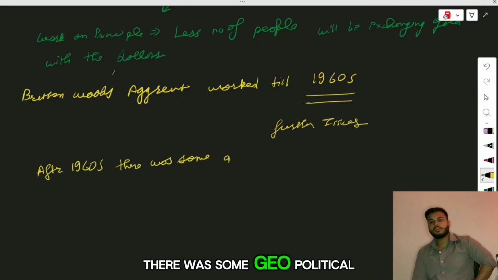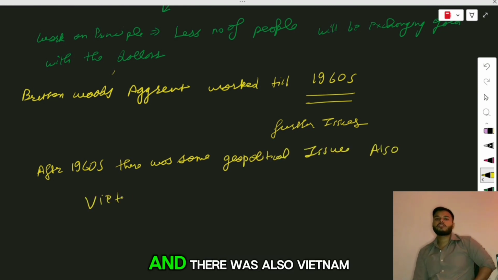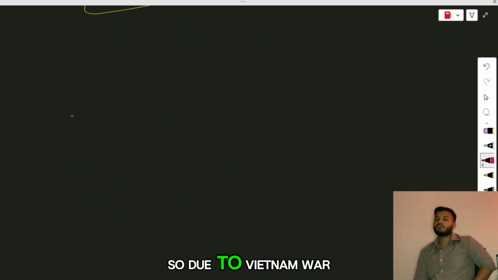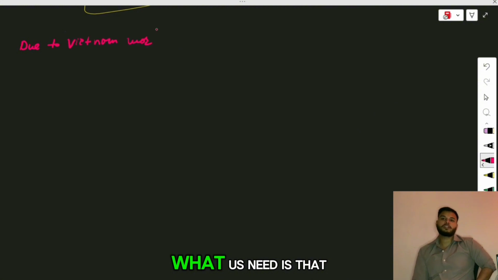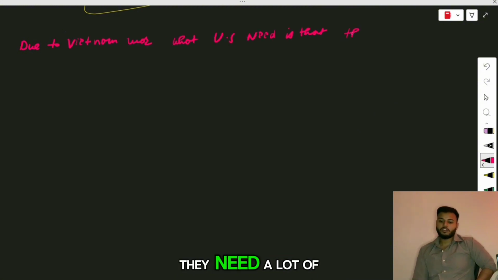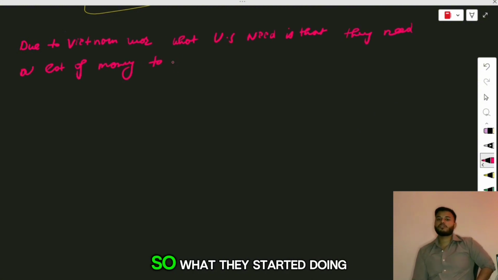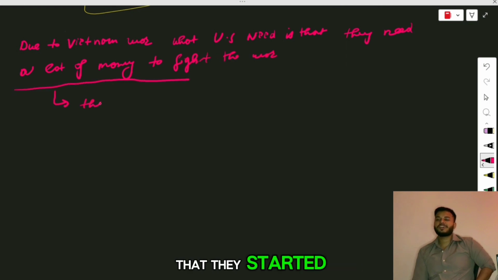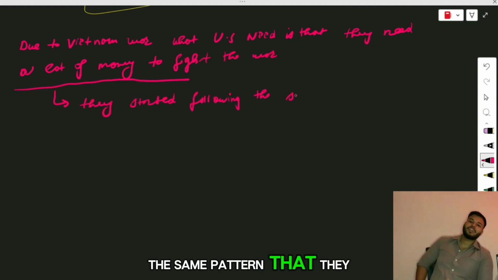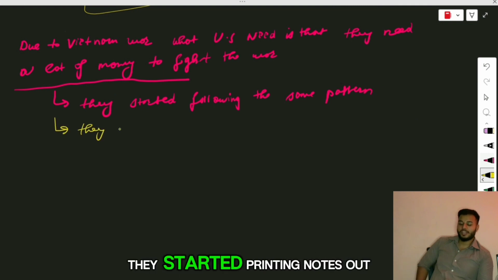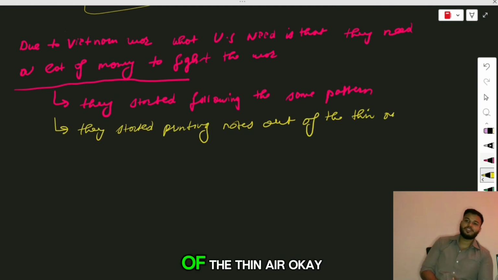There were some geopolitical issues. There was also the Vietnam War. Due to the Vietnam War, the US needed a lot of money to fight the war. So they started following the same pattern that had been followed before. They started printing notes out of thin air.